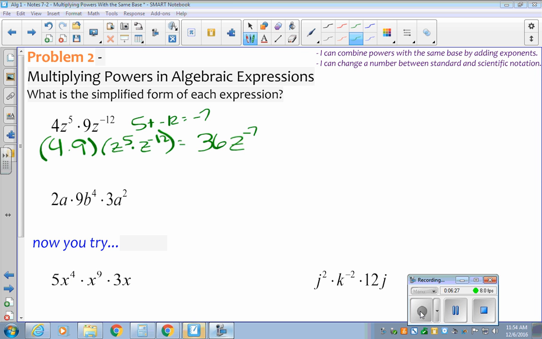and I'm going to go one step further. Because I need to train you guys to answer the questions in the most complete sense, we talked about this yesterday. We don't like the negative exponents. So when we're asked to simplify, we want to make sure we move those exponents so that they're positive. So bringing it in from yesterday, this would be 36 over z to the 7. So to be in the most simplified form, you need to have all of our exponents positive.